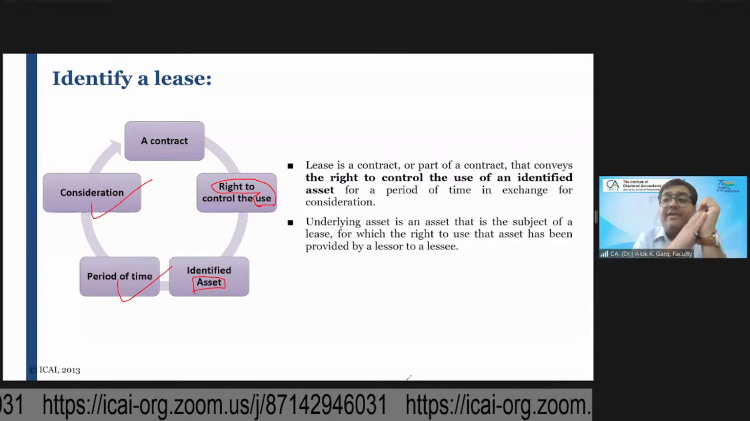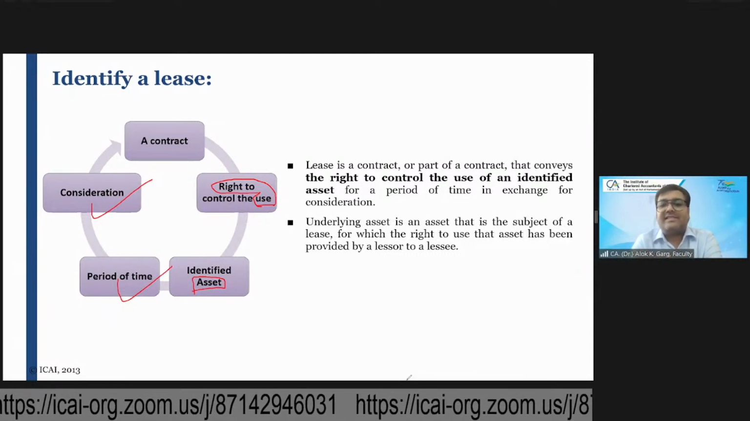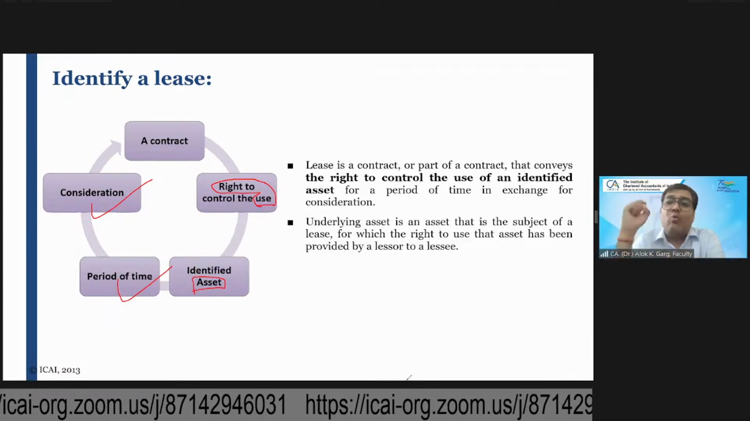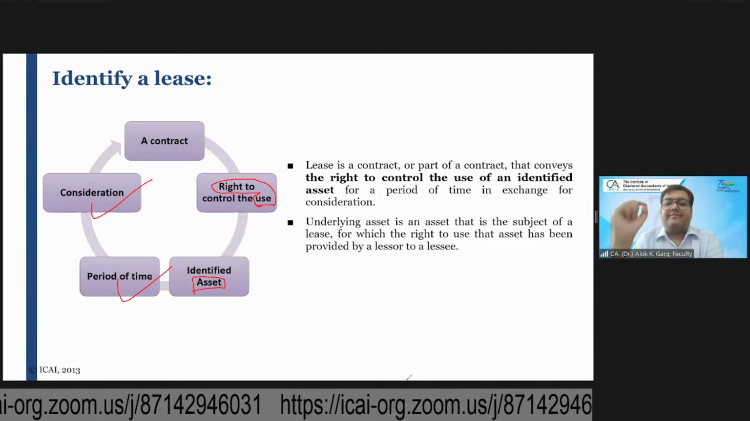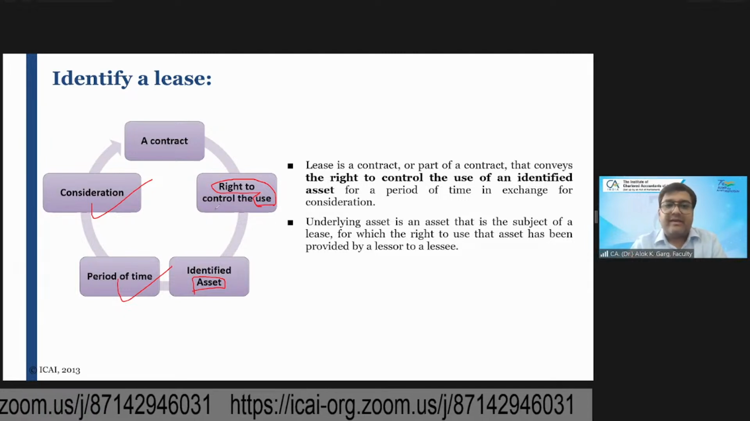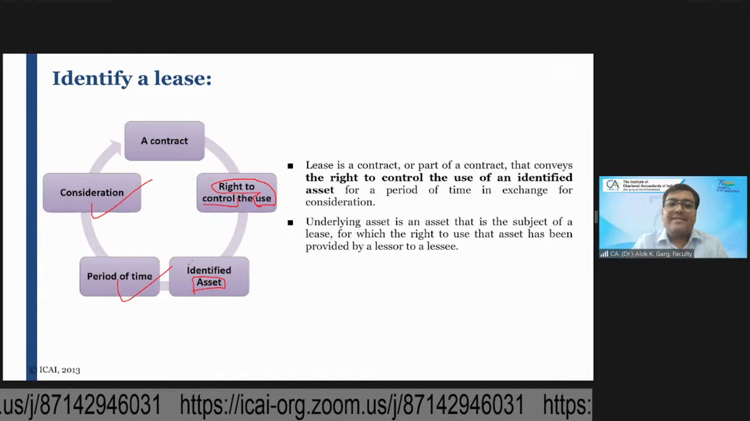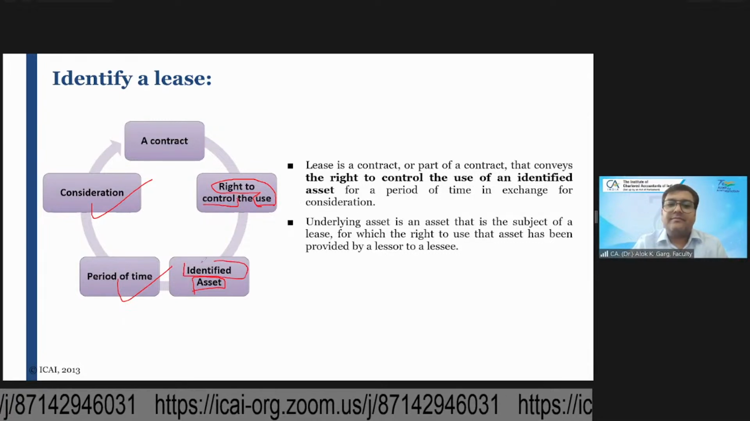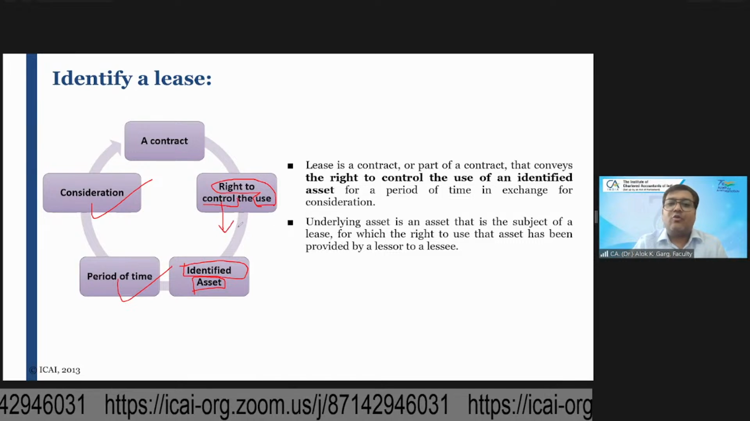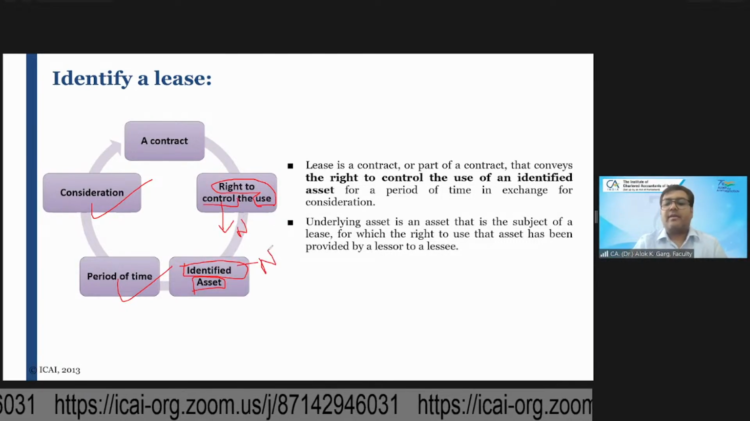What are the two new words which are there in the lease definition of Ind AS 116? What are the two new words which have been added? You are absolutely right, Rahul. Number one is control, and number two is identified. Control and identified. This control word is new, and this identified word is new. Right?